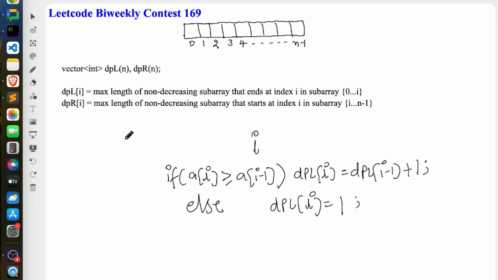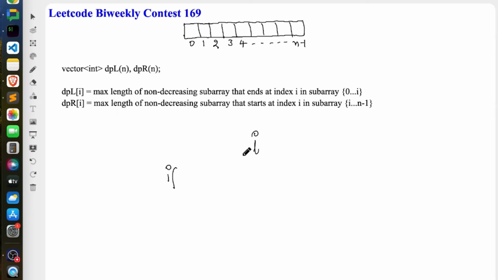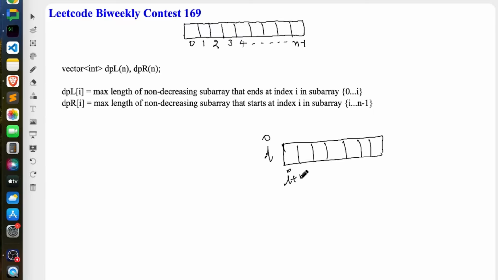So this is how you build dp L, and similarly in the reverse direction you can build dp R. If you know dp L and dp R, the job is pretty easy. The problem is almost solved. Let's say I want to replace the number that is present at index i. If you replace this number, your subarray on the right side is untouched, right? That will be as it is, from index i plus 1 to n minus 1.